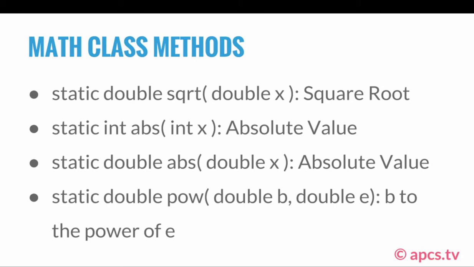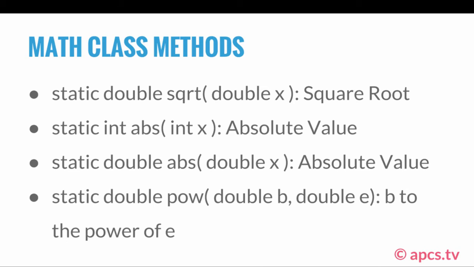Next we have another static method, which is the absolute value method. It returns an integer and it also takes an integer, and basically gives back the absolute value of that integer. Similarly, you can replace the int with a double if you would like to use a double. So it returns a double value and it takes a double value.